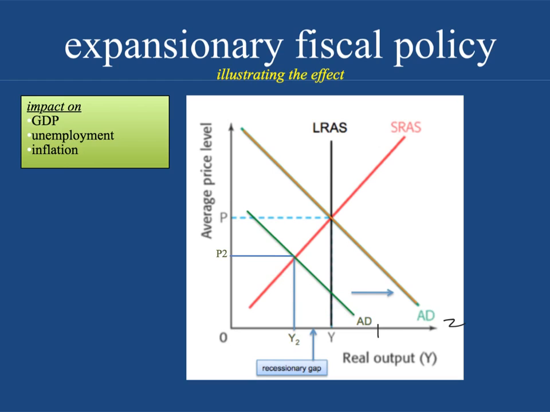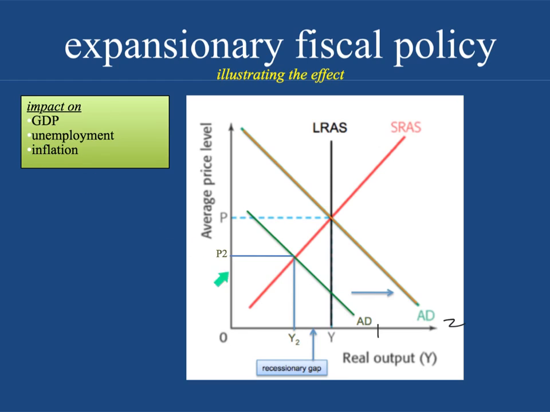But you're going to start off with a situation where aggregate demand is here as AD1, and the goal is to get it back out to a full level of output, the natural rate of unemployment, back to where it was before the demand-deficient recession. So what's the impact on GDP? Well, GDP is going to go from Y2 to Y. That's an increase in real output, which is an increase in GDP.